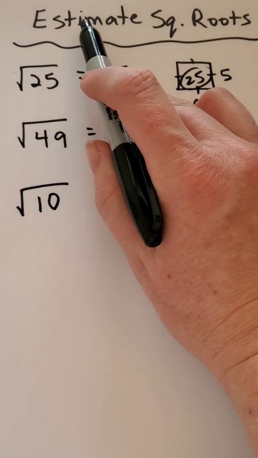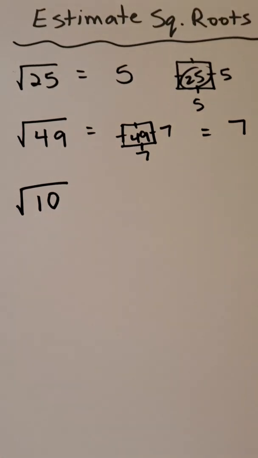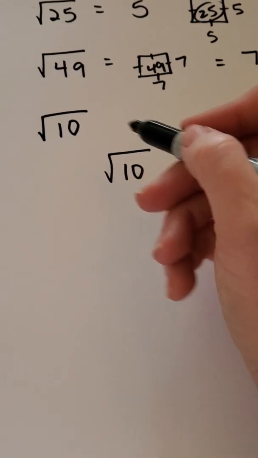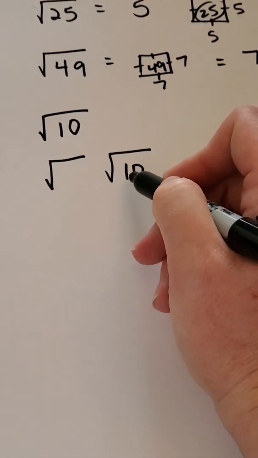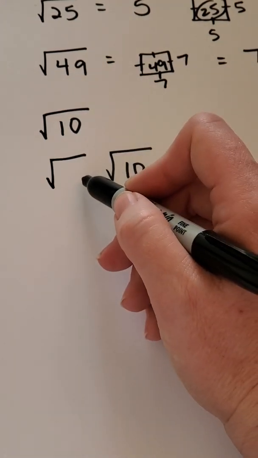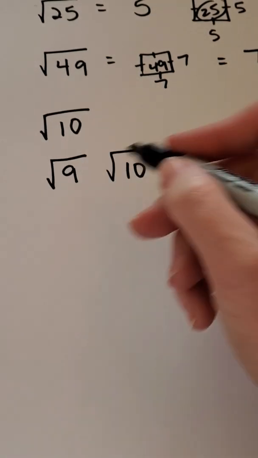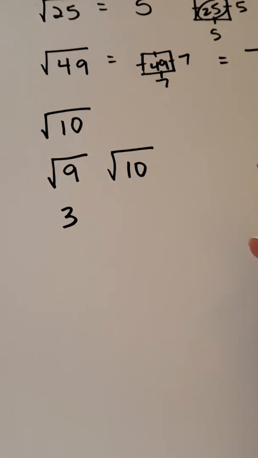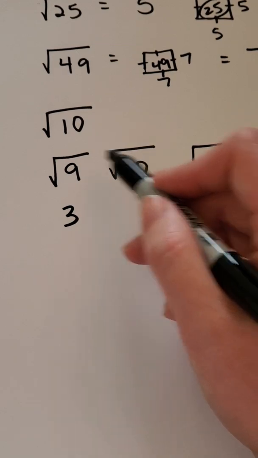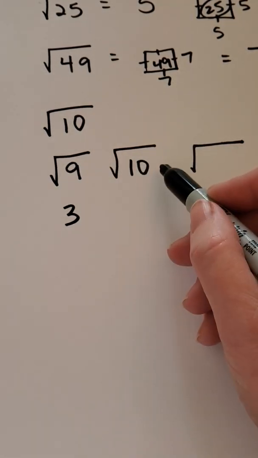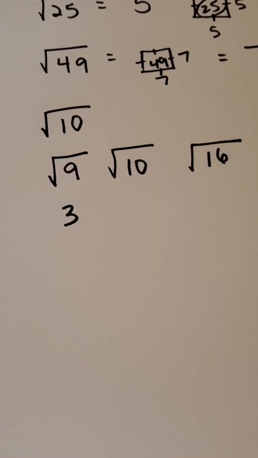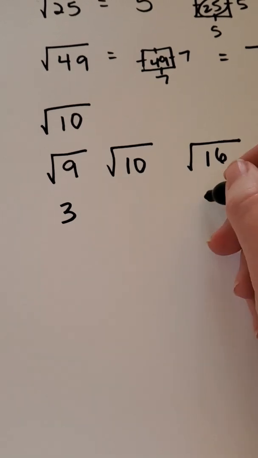So what we can do is estimate, figure out around about what number it is close to. Okay, here's one method. The square root of 10. Well, this number 10 is really close to the number... I'm going to count backwards and try to find a perfect square root. So 10, 9. The square root of 9 is 3 because 3 times 3 is 9. Now I'm going to count up and try and find another perfect square root. What two numbers does it fall between? 11, 12, 13, 14, 15, 16. 16 has a perfect square root, and the square root of 16 is a 4.